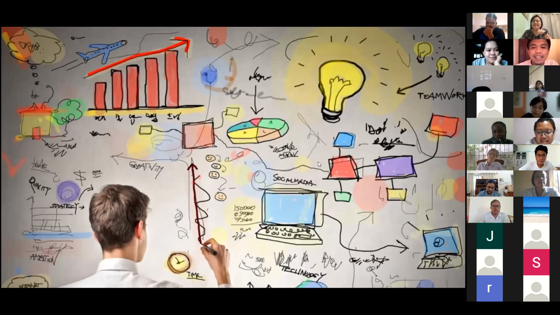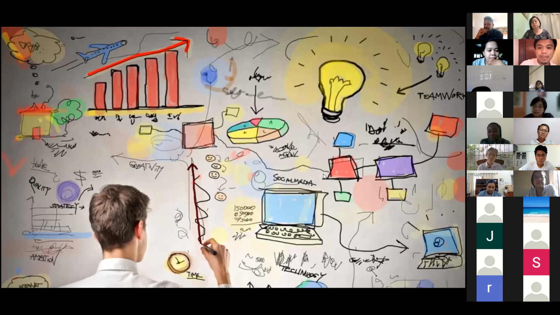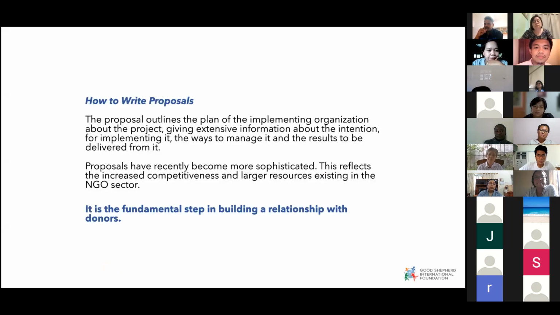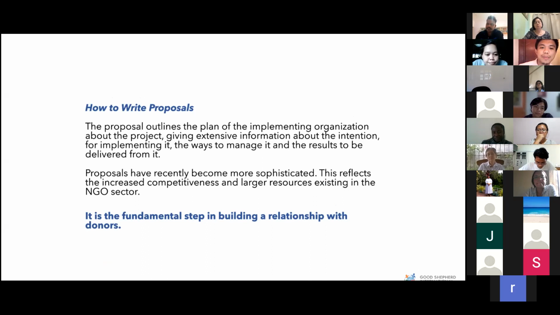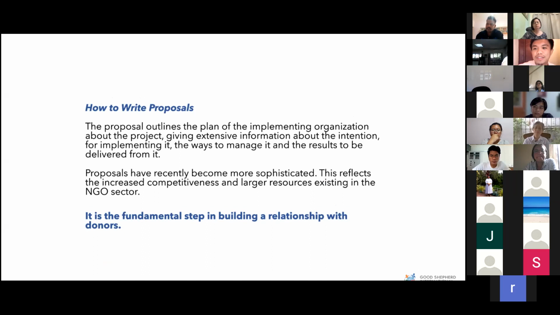So most of the time when we begin drafting a proposal, it looks like this. A lot of elements here, there, and then our problem, like what our sister from Kenya has asked, how do we translate these theoretical conversations into the practical side of proposal development? So today I'd like to journey briefly on how to write the proposal. It outlines the plan for the implementing organization about the project, giving extensive information about the intention for implementing it, the ways to manage it, and the results to be delivered. So proposals have recently become more sophisticated. I know from several conversations from different units that before it was easier to ask money from donors.